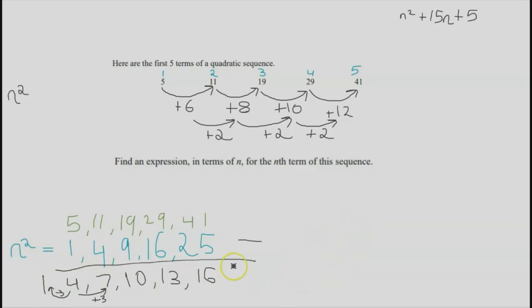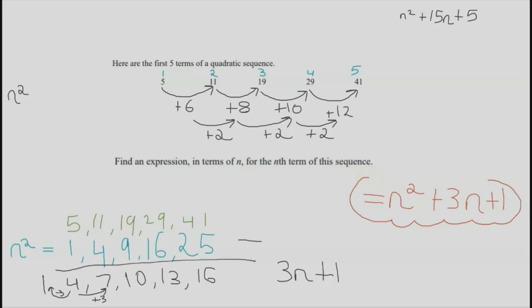So the nth term of this sequence would be 3n plus 1, and finally we just add that onto the n squared we have here. So our final answer would be n squared plus 3n plus 1. Yeah, and that's it.